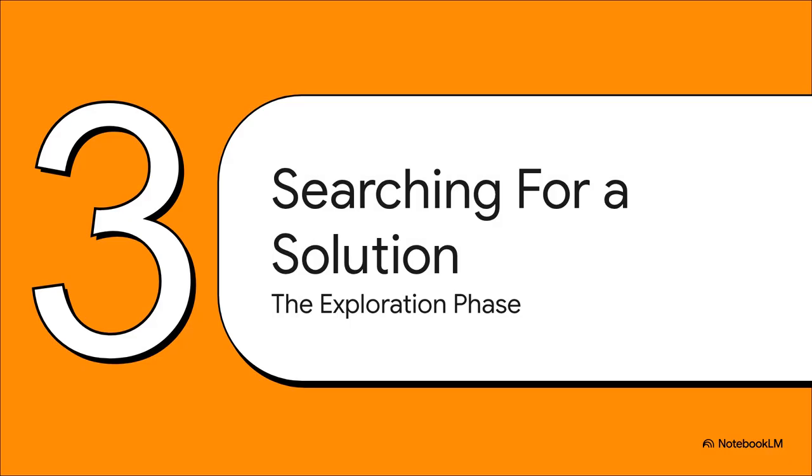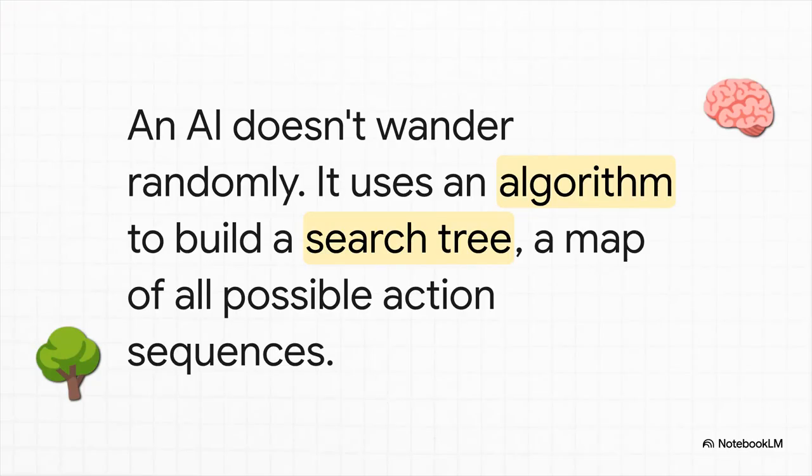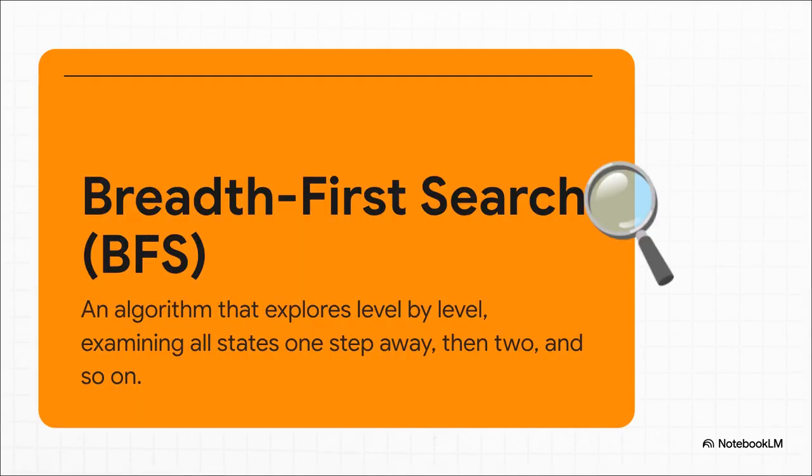All right, so the map is drawn. Now the AI can actually start searching for a solution. This is where the real work begins. And the computer doesn't just wander around this map randomly. It uses a special algorithm to build what's called a search tree. It starts at the root of the tree, which is our initial state, and then it branches out. Each branch is a possible move, and this creates a huge tree of all the possible ways the puzzle could unfold. For this, we're going to use a classic algorithm called breadth first search, or BFS for short.